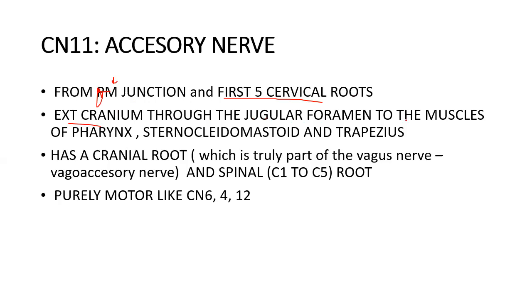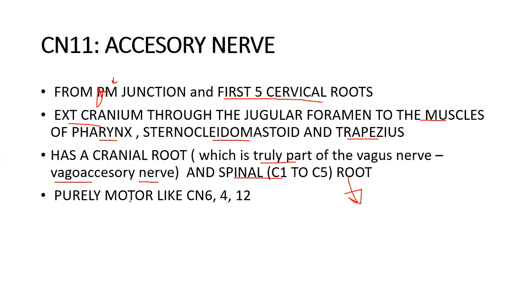So this nerve will then supply the muscles of the pharynx, and also the sternocleidomastoid muscle and the trapezius muscle, these 2 muscles of the neck, right? The cranial root of the accessory nerve, that one that branches from the medulla, is truly part of the vagus nerve, because once it exits out of the cranium, it joins the vagus nerve to go and supply muscles of the pharynx. So it can also be called a vagal accessory nerve, right? And then the spinal root C1 to C5 will then just supply the sternocleidomastoid muscle and the trapezius.